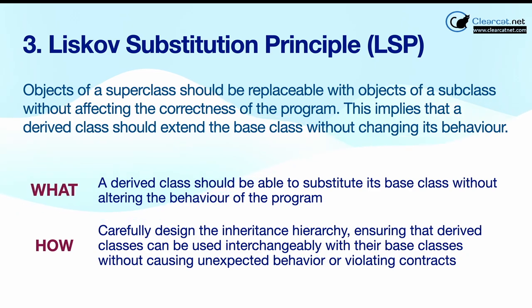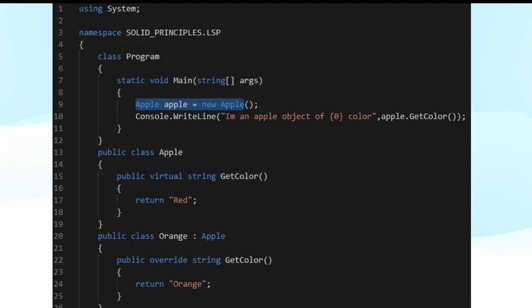For LSP, I have one screenshot which helps us understand this a little more easily. See, here is our parent class Apple and the child class is Orange. In the class Orange, we are overriding getColor, returning orange, because an orange's color is always orange. Apple returns red. So when we are creating the object of class Apple in our main method and calling getColor, it will return red.